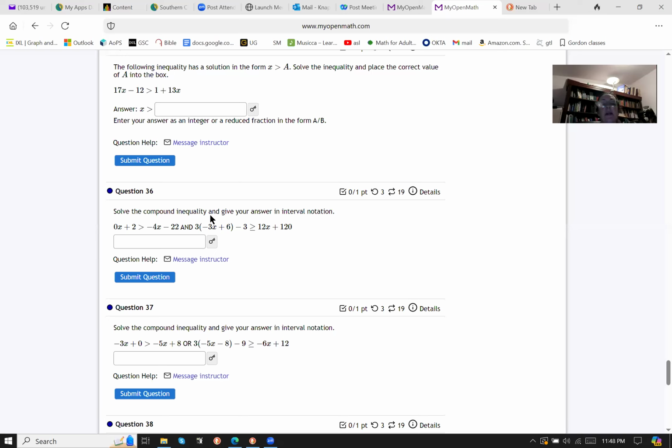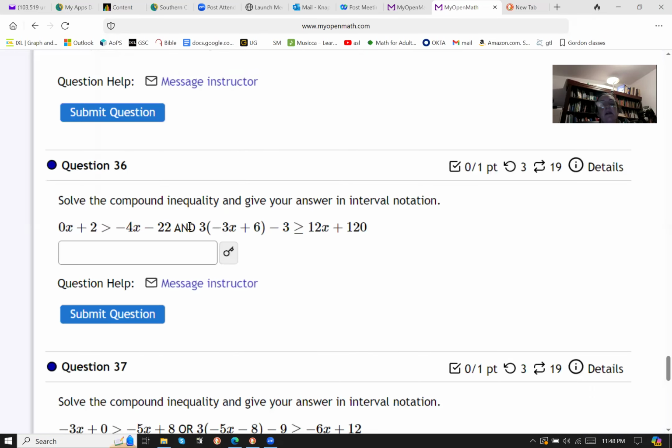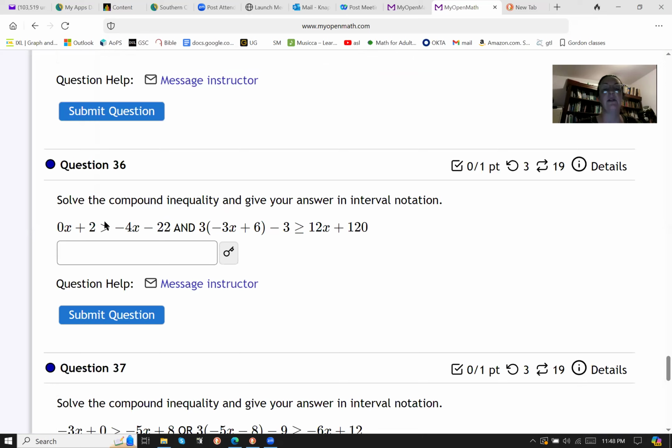We'll be doing a compound inequality in this problem. Notice it says solve the compound inequality and give your answer in interval notation. There's an "and" in between these two inequalities. So what we need to do is solve each inequality individually, and then we'll take the overlap between our solutions.